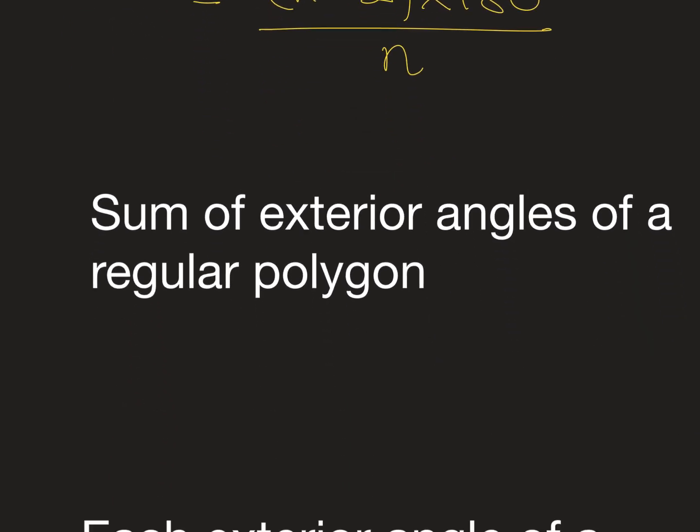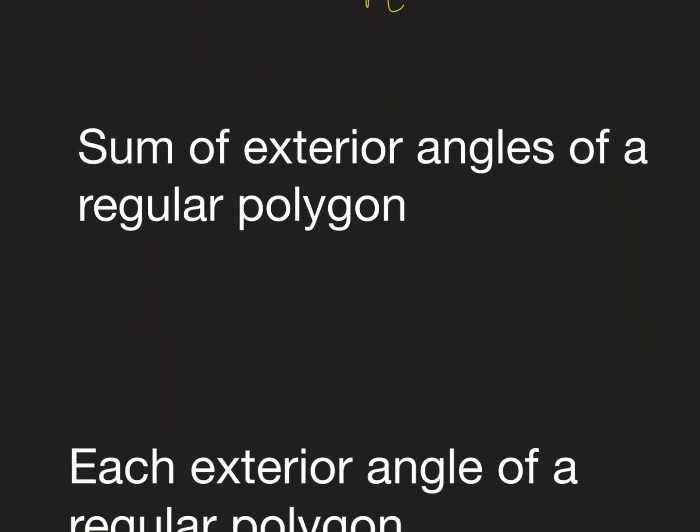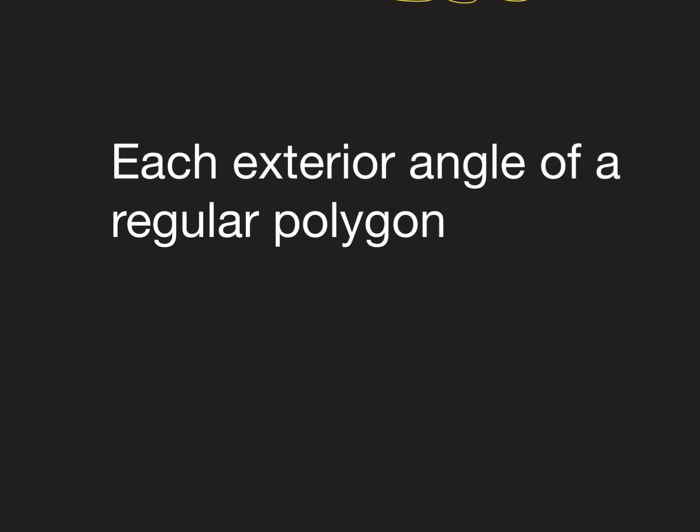Moving on to the sum of the exterior angles of a polygon. We said that regardless of the polygon, the sum of the exterior angles is fixed. It is always 360 degrees. So how do we find each exterior angle or simply exterior angle? It is going to be 360 divided by n.